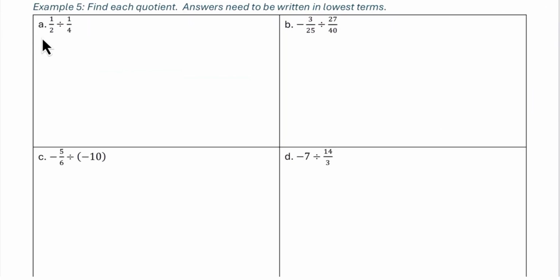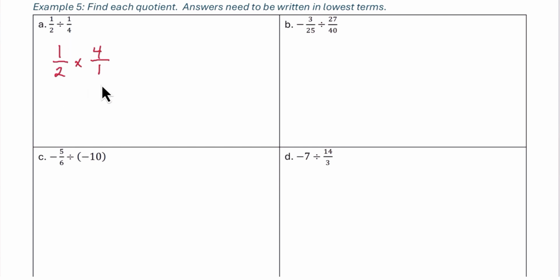For example, we have 1/2 divided by 1/4. We're going to keep the first fraction the same, change the division to multiplication, and then we will get the reciprocal of the second fraction, which means we invert the numerator and denominator, or flip the fraction. A common phrase that you may hear me say is we keep, change, flip. Keep the first fraction the same, change to multiplication, and then flip the second fraction.